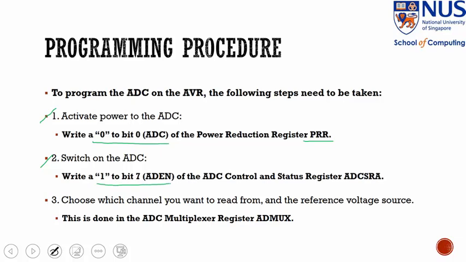Writing a logic 1 to bit 7 of the ADC control and status register. Next is to choose the channel that I want to read from. As I mentioned, it is a multiplexed ADC input. That means you have multiple inputs, but only one of the inputs can use the ADC module at any time. So we need to select which channel we want to read from. And for that, we have an ADC multiplexer register.